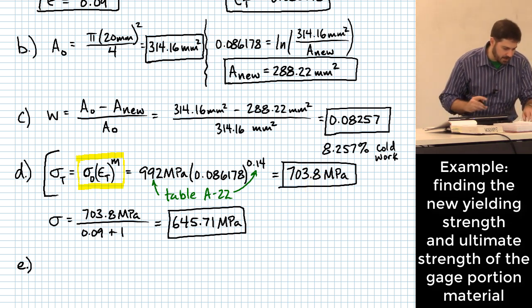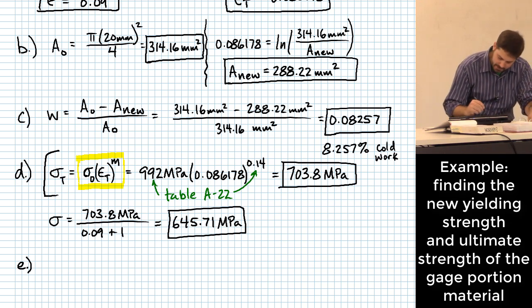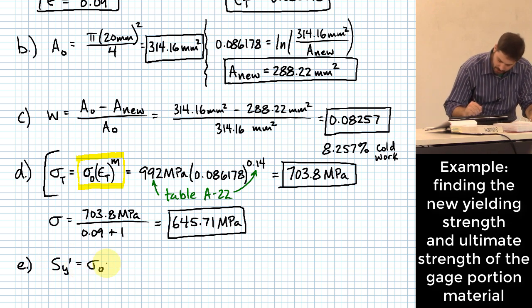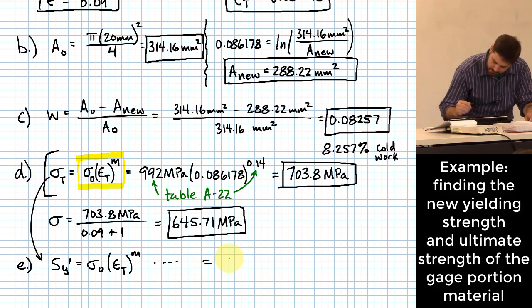And you'll see that in equation 11, the equation is 230, and it says that S_Y prime is going to be equal to sigma naught times your true strain raised to the m. Okay, so this is just the same as it was before. This just ends up being 703.8 MPa.